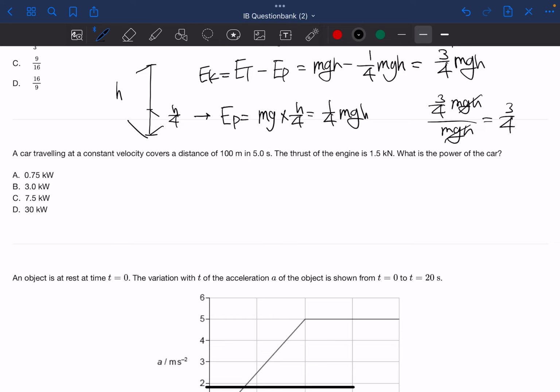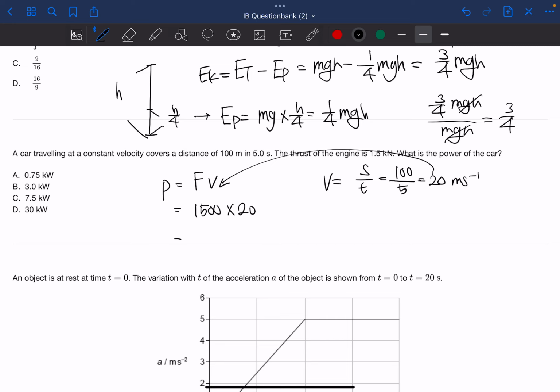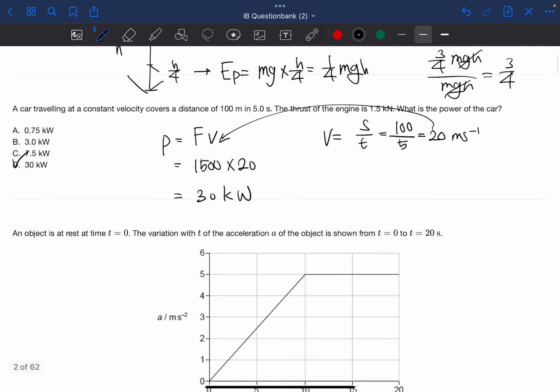Okay, the power of the car, P equals force times velocity, and as the force is given as 1500 and velocity is distance over time, so 100 over 5 gives us 20 meters per second. So this goes in here times by 20, so giving us 30 kilowatts. Answer D.